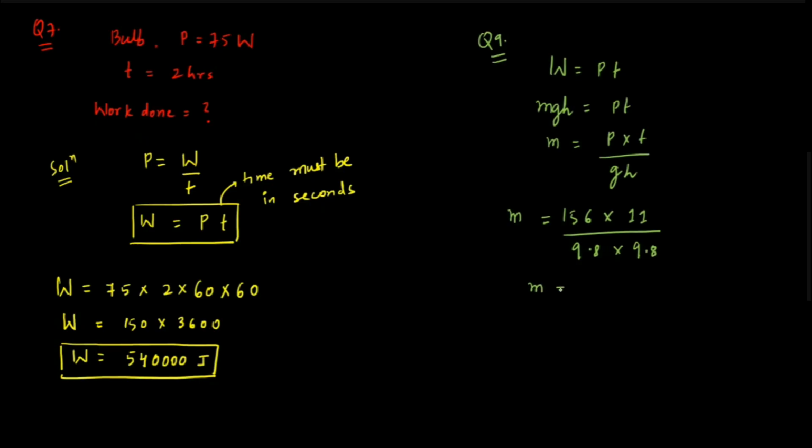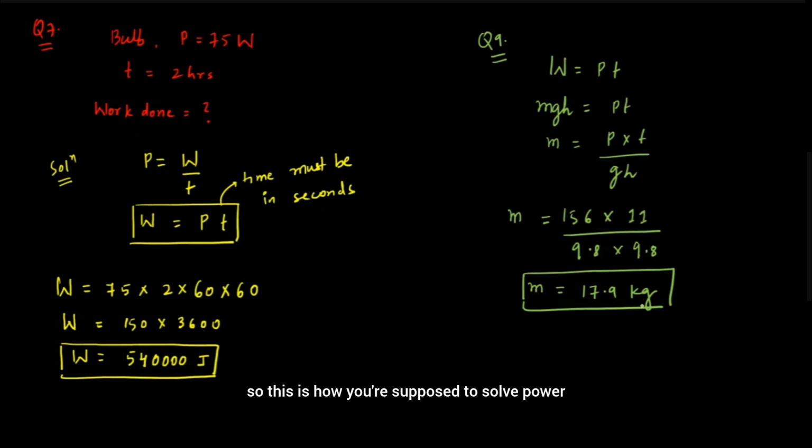Ready to do this? Yeah. So how much are you getting? Wait. It works to 1,716. Oh, mass. Sorry. 17.9. All right. So this is how you're supposed to solve power related problems as well. And these problems are there in your given worksheet only. Yeah.